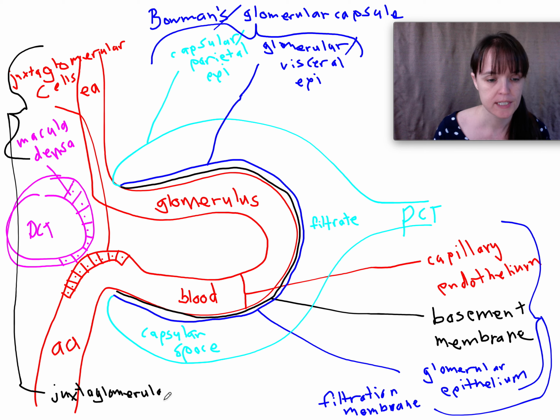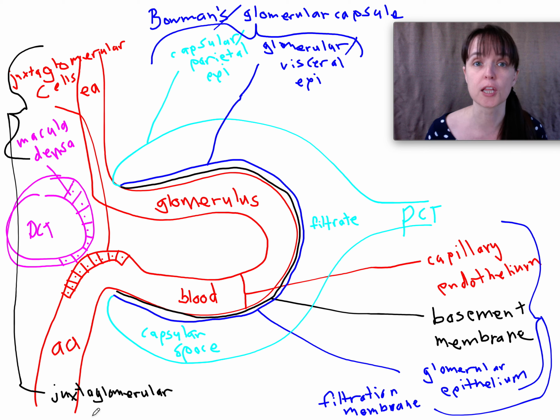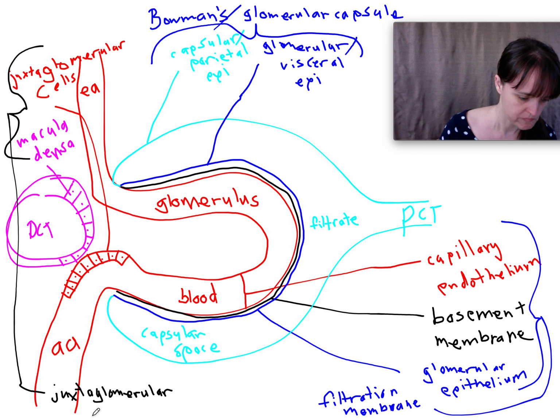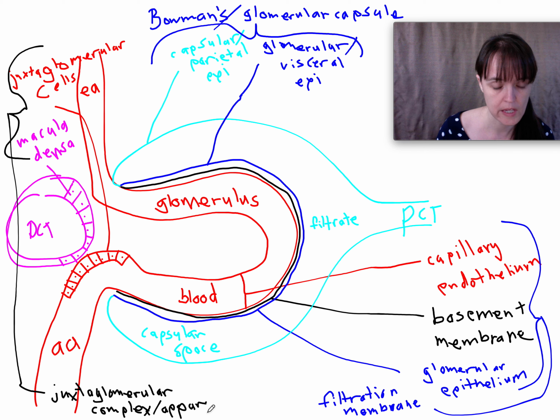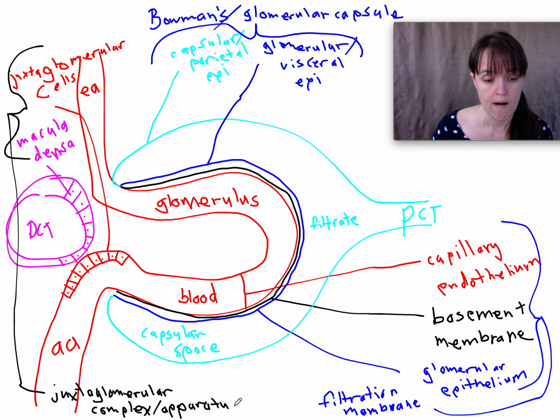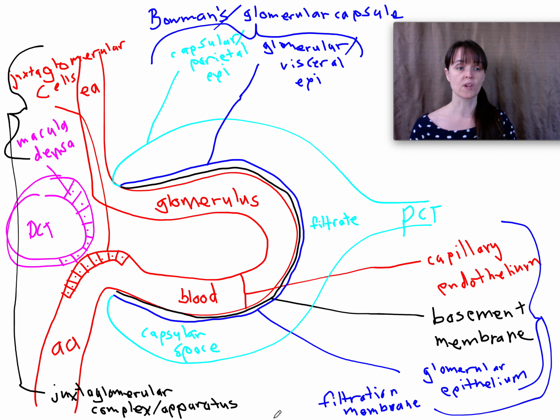Glomerular. It's the adjective form of glomerulus. It's just annoying to say. Juxtaglomerular. Complex. Slash apparatus. Apparatus is two P's, right? A-P-P-A-R-A-T-U-S. I don't know if that just made it better or worse, but that's the idea.